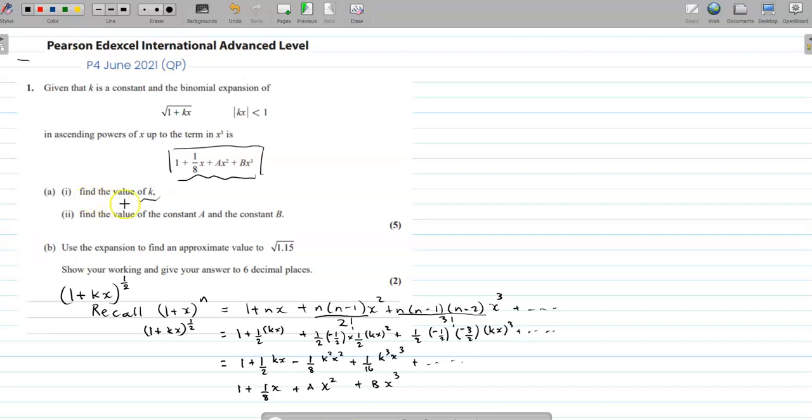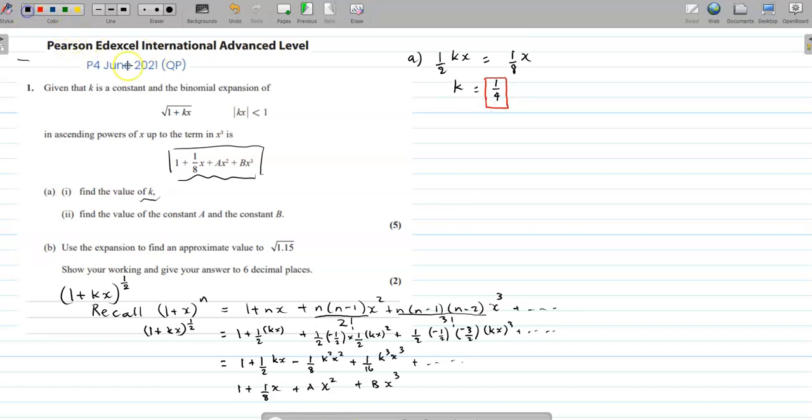Now it says find the value of k. So part a, we want to find the value of k. So it means that a half kx should equal a half times 1/8 x. So it means that k from here would equal 1/4, because the x there would cancel out. So k is 1/4.